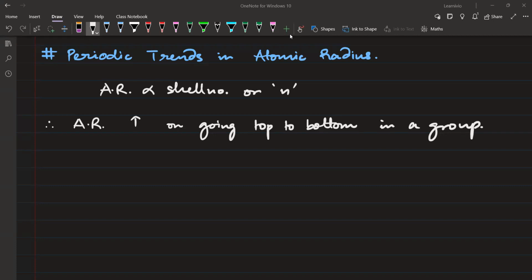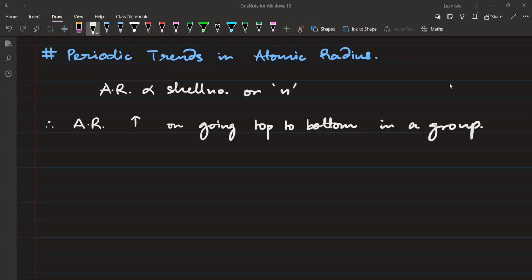So atomic radius will increase on going top to bottom in a group because if we go top to bottom in a group, then only one thing changes, that is the shell number. Nothing else. If you remember, we have talked about the effective nuclear charge. The effective nuclear charge is going to be constant down the group. It's not changing. So the only thing that changes if we go down the group is the shell number.